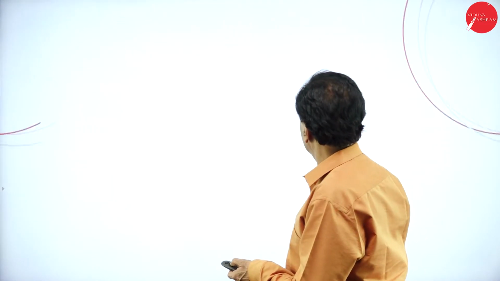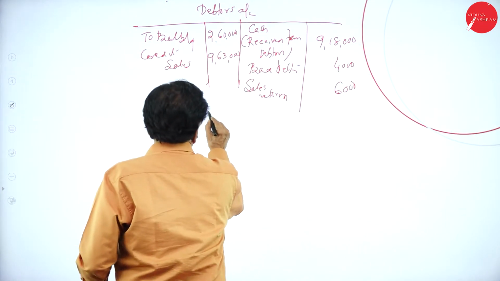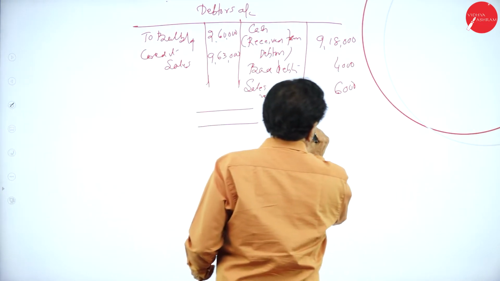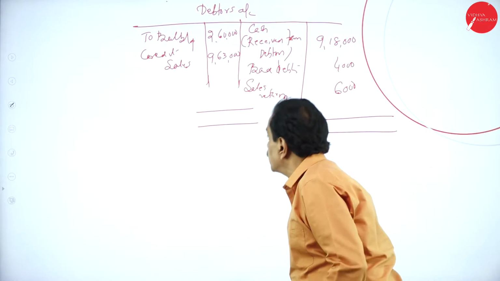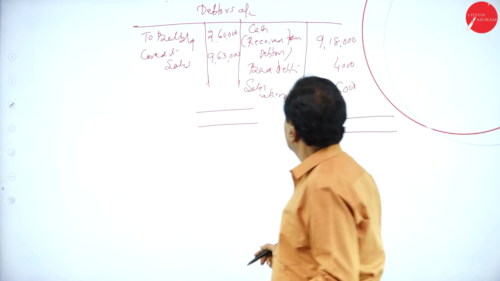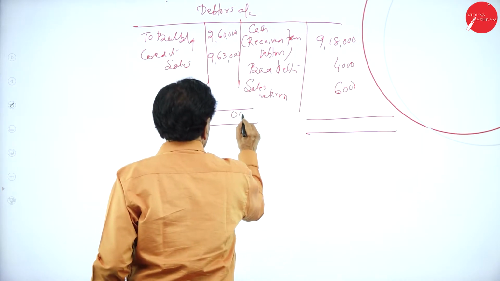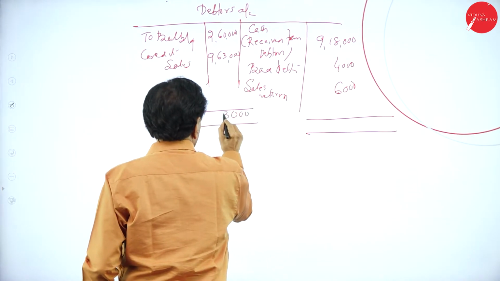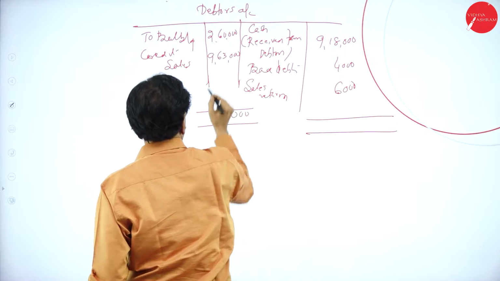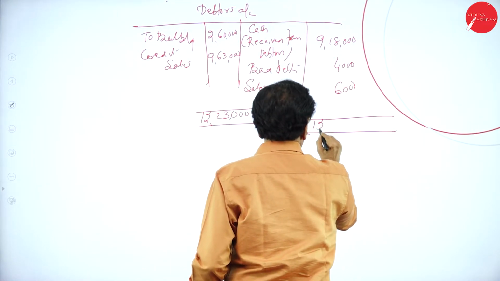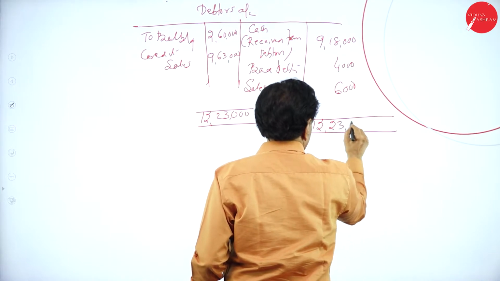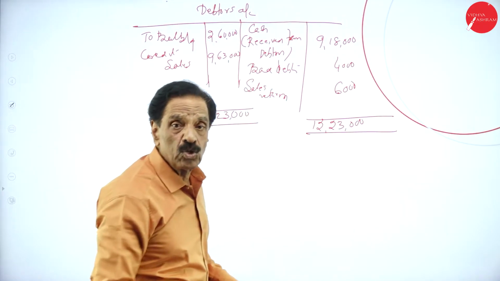Bring out the difference. Add the figure. This is 9,630. 3, 2, 1 plus 9, 10. 12,23,000. So total money to be received is 12,23,000.